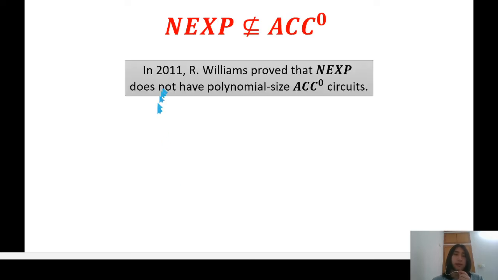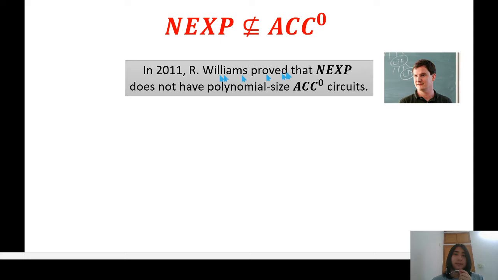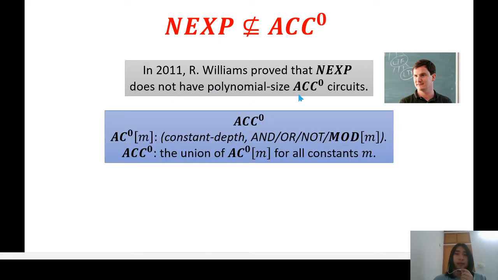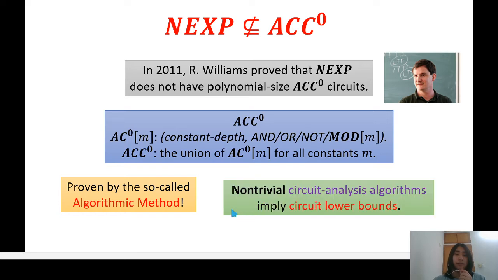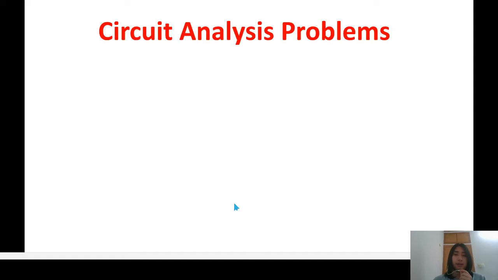Until 2011, when Williams proved NEXP does not have polynomial size ACC0 circuits. ACC0 is the union of AC0[m] for all constant m, so this m can possibly be a composite number. And AC0[m] is just AC0 extended with mod m gates. This lower bound is proven by the so-called Algorithmic Method, which roughly says that non-trivial circuit analysis algorithms imply circuit bounds. So what are non-trivial circuit analysis algorithms?